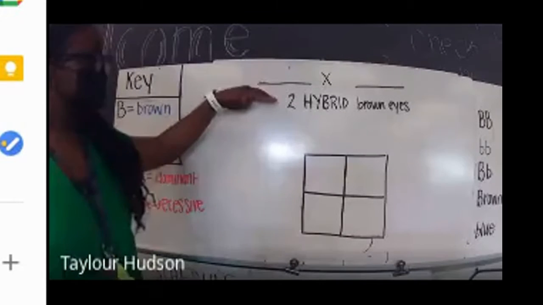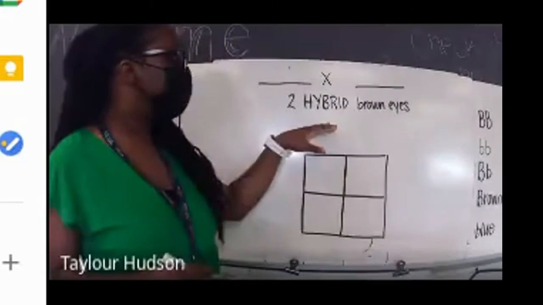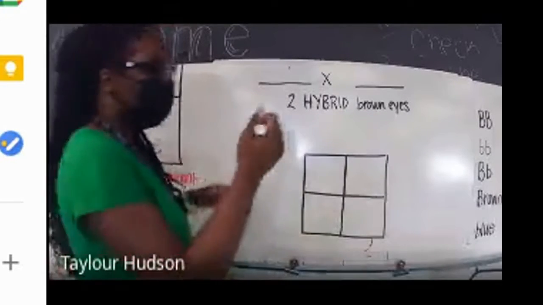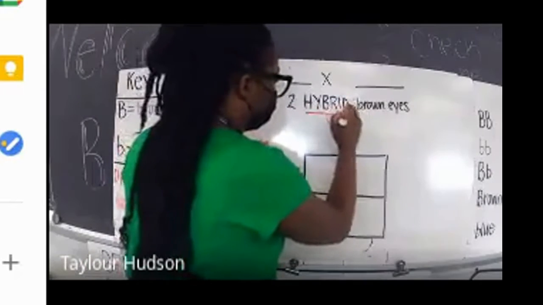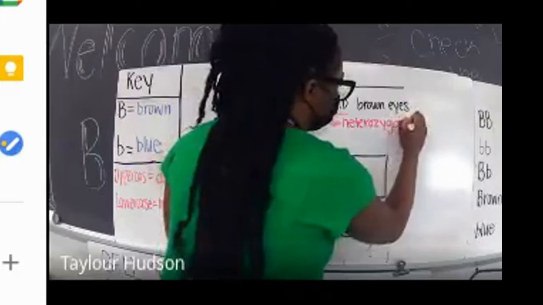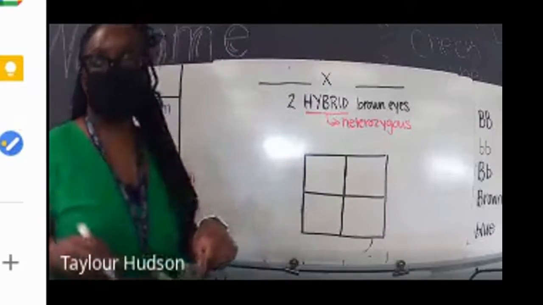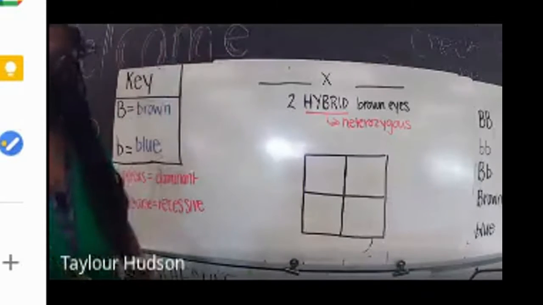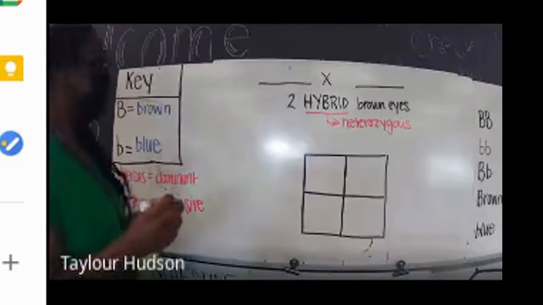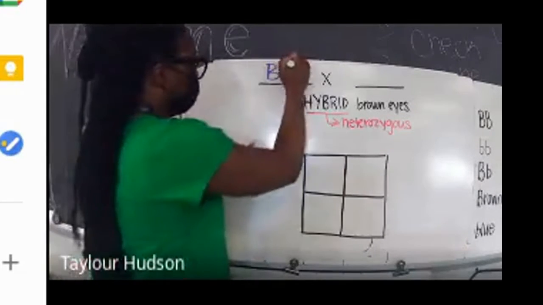Step 2, figure out our cross. All right, so it said that the parents are 2 hybrid and they have brown eyes. So remember what I said before? Hybrid is code word for heterozygous. So heterozygous individuals are going to have 1 dominant allele and 1 recessive allele. They're going to have 1 big letter and 1 little letter. So if both of my parents are heterozygous, that must mean they have 1 big B and 1 little b.